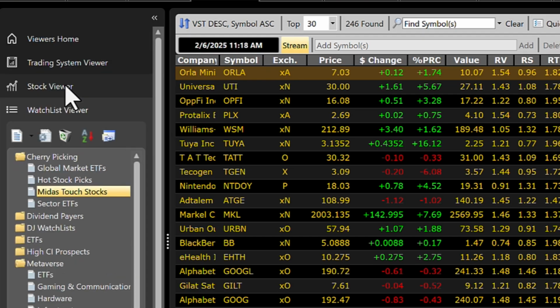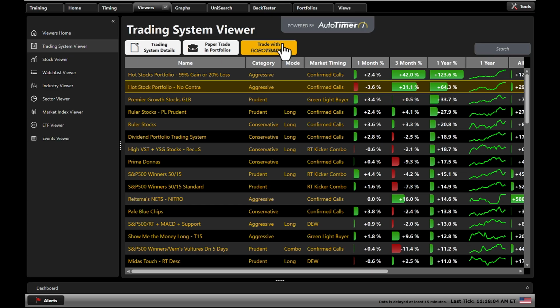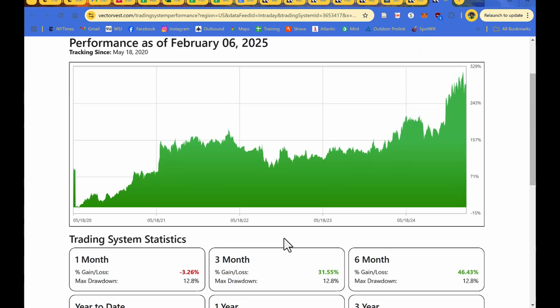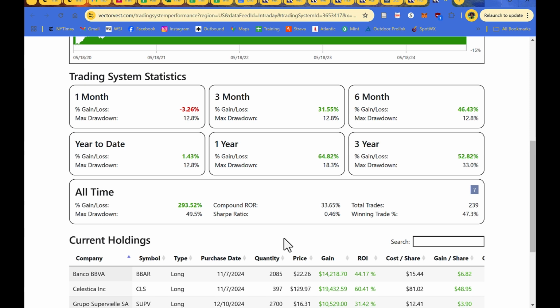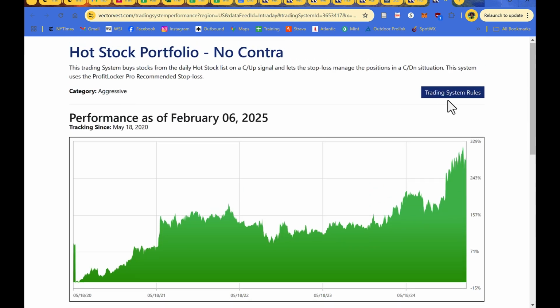And the other thing I want to show you here are the trading systems built into VectorVest. There's a bunch of these. They're explained in more detail on VectorVest's website. For now, I'll just show you the various different trading systems available. If you click on them, it'll open a website where you can see more information about them. This shows you information about the trading system statistics, its current holdings, as well as what the system is all about and what rules it uses to trade.